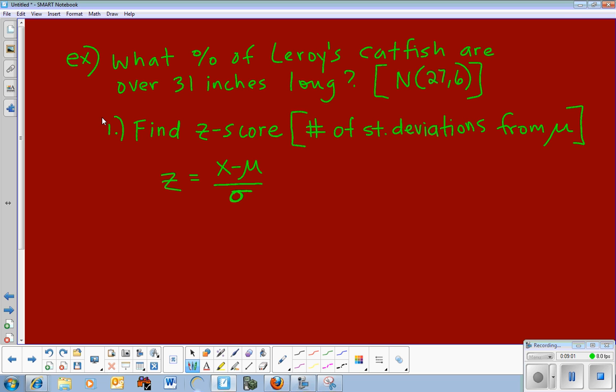But to find the z-score, we take the X value, which is the raw score, the real world number, 31. We're going to subtract the mean, 27, and we're going to divide by 6. All right, so 31 minus 27 is 4. 4 divided by 6 is 2/3, 0.666666. Let's call it 0.67. Always round z-scores to 2 places. Write that in your notes.